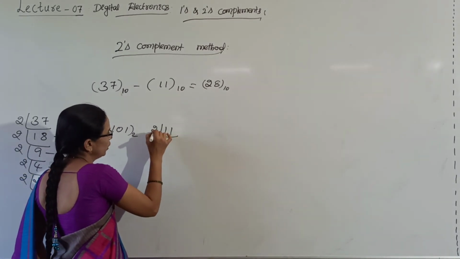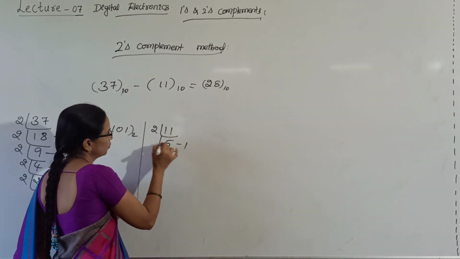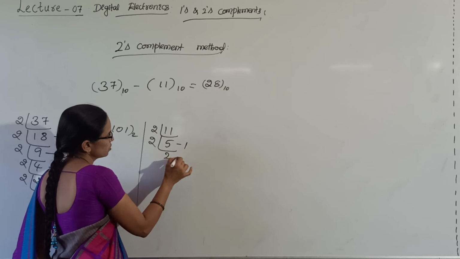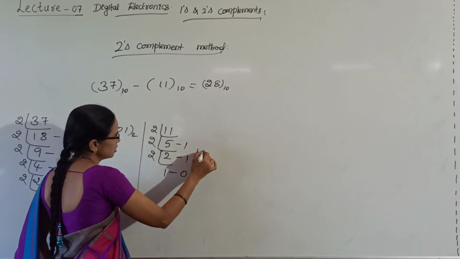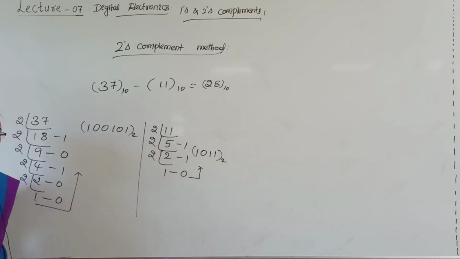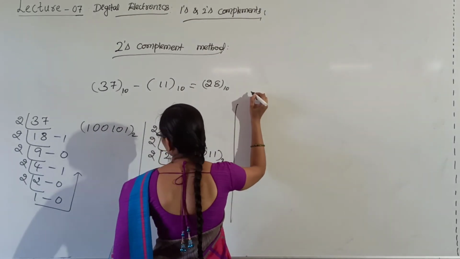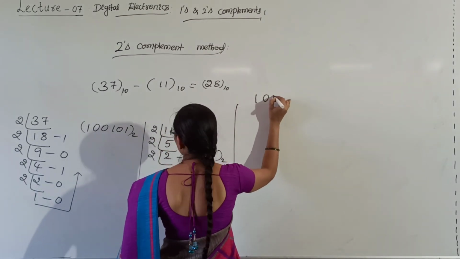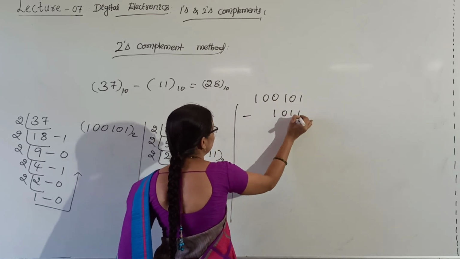If you want to do it, 2 5s are 1, 2 2s are 1, 2 1s are 0, and that is 1011, the binary equivalent of 11. Now the given problem is 100101 minus 1011.